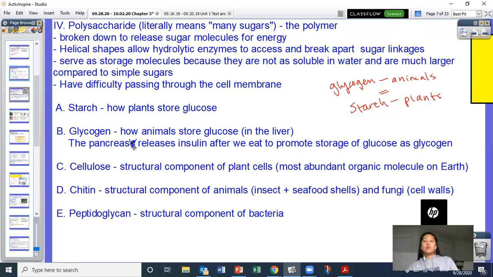So your pancreas is going to release this hormone called insulin, and it's going to say, hey, take all those extra glucoses and connect them together in a form called glycogen, and you're going to put it into your liver. And so if you're always eating too much and you're always storing too much glycogen, you're actually going to get fatty liver disease, and that's actually really bad for you.